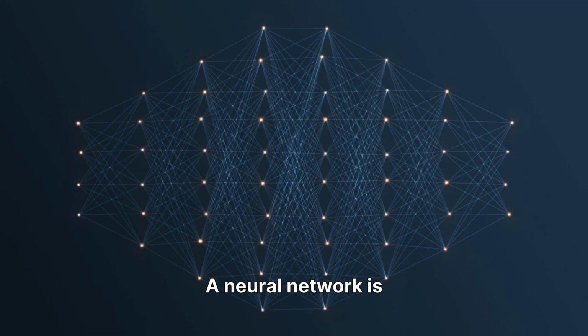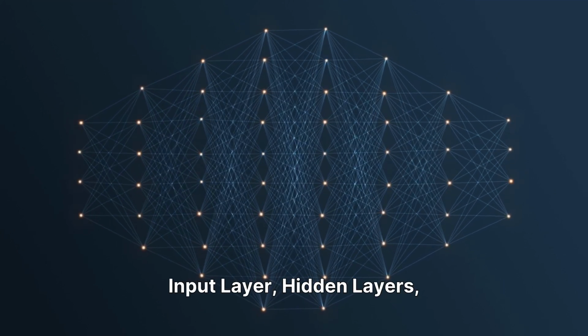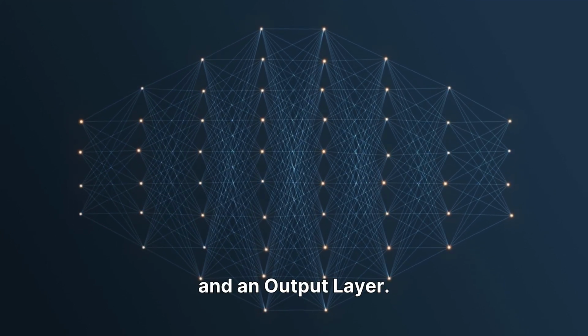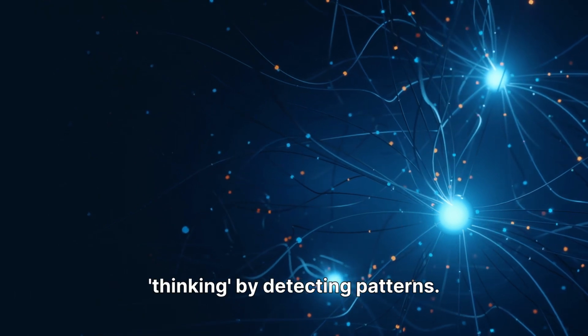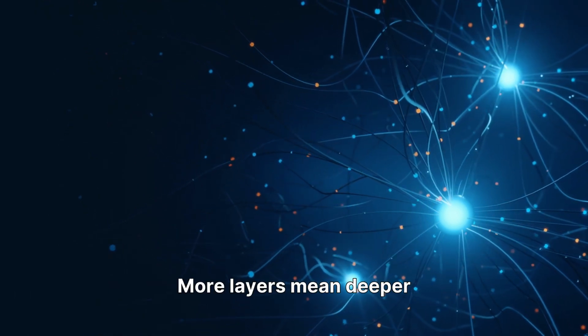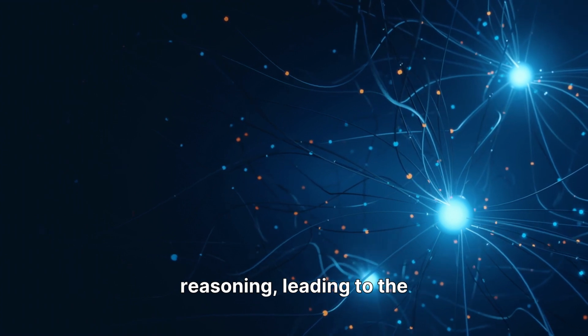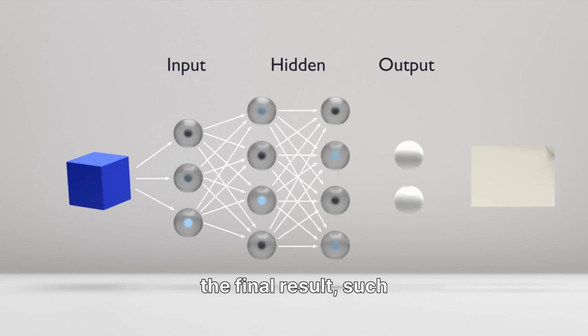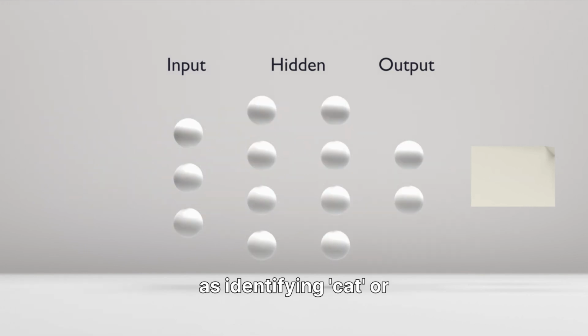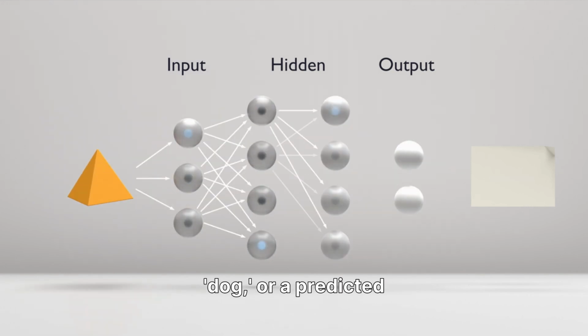A neural network is structured in layers: an input layer, hidden layers, and an output layer. The input layer takes in data, like pixels from an image or words from a sentence. Hidden layers perform the thinking by detecting patterns. More layers mean deeper reasoning, leading to the term deep learning. The output layer produces the final result, such as identifying cat or dog or a predicted price.